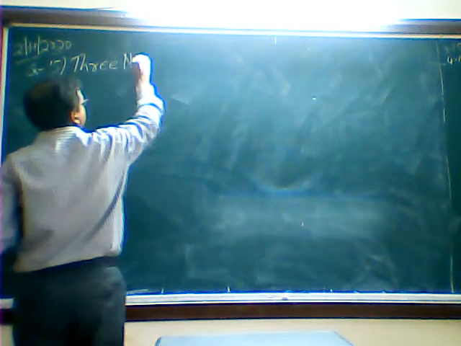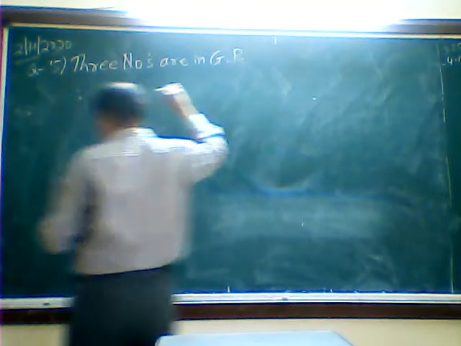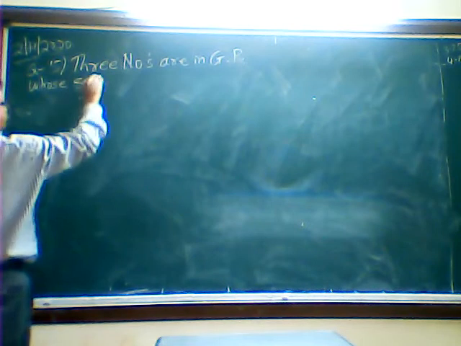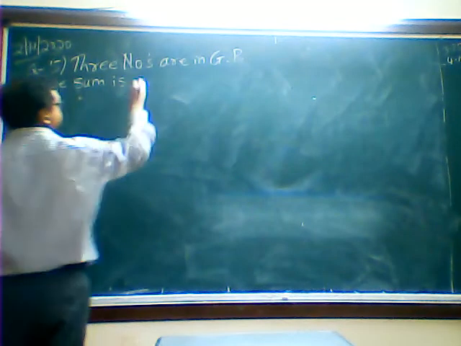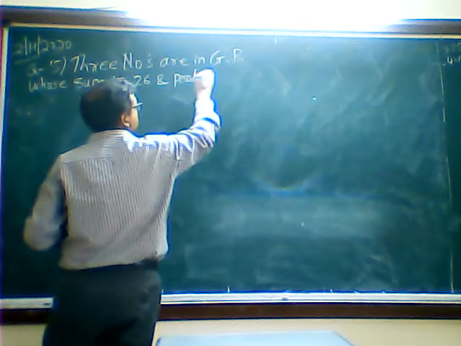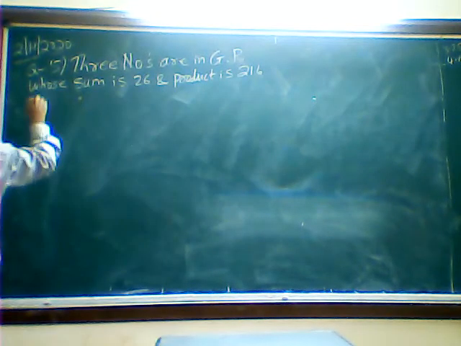Next, I think question number 5, whatever it is, check it. So three numbers are in GP, whose sum is 26 and product is 216. Find the numbers.